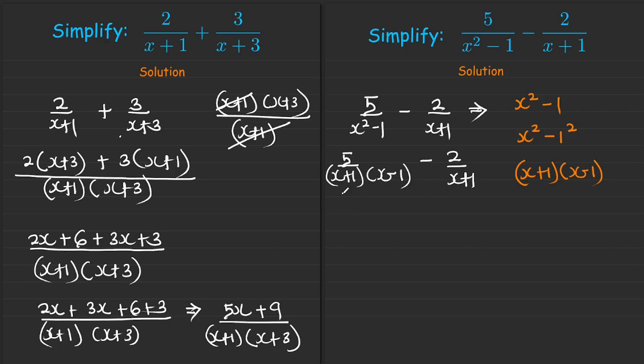Our denominators are x plus 1 times x minus 1, that is the product of x plus 1 and x minus 1, and then x plus 1. Now looking for our LCM, which becomes our lowest common denominator.